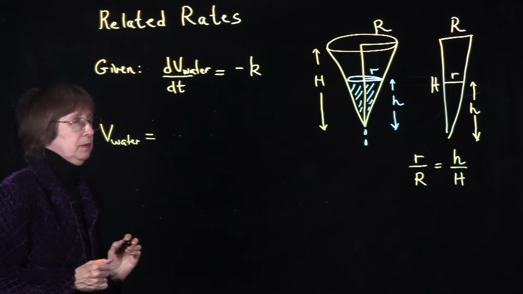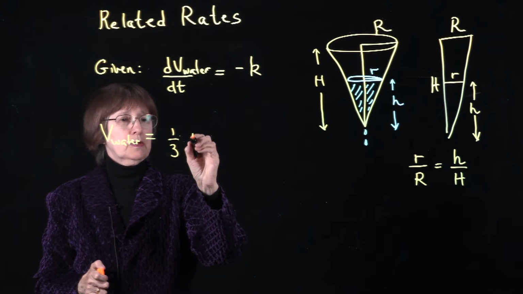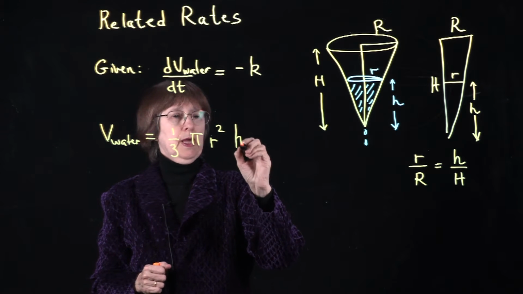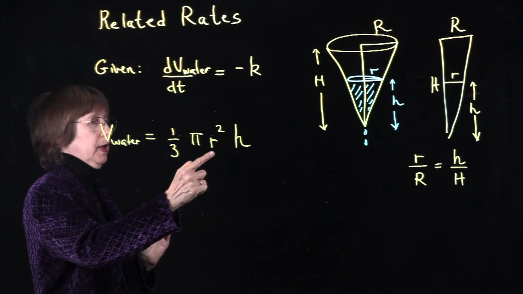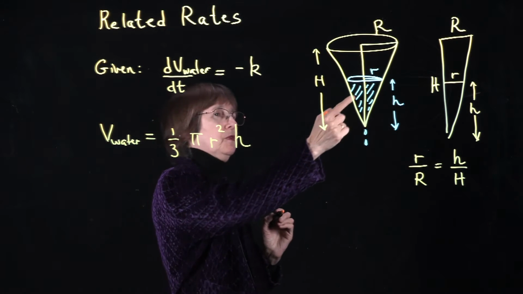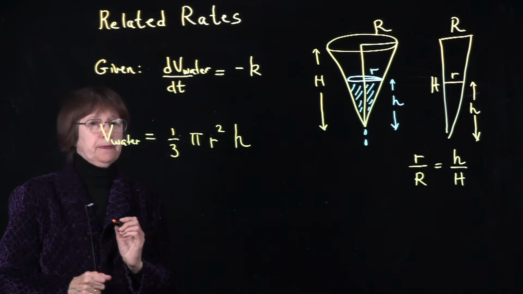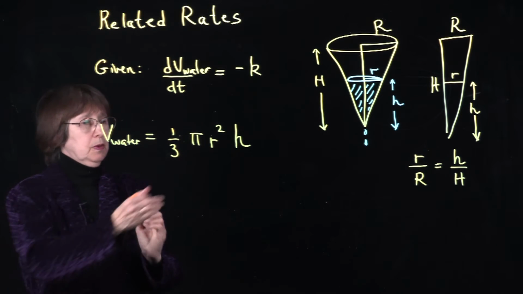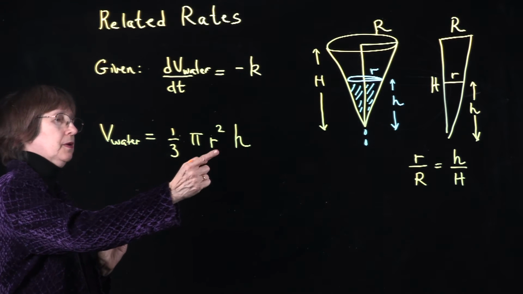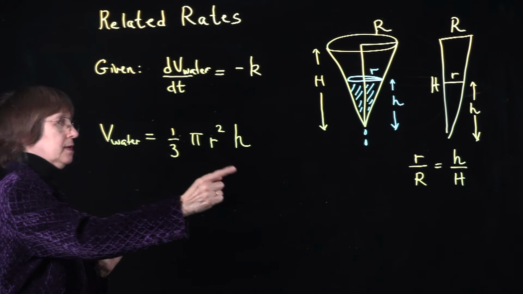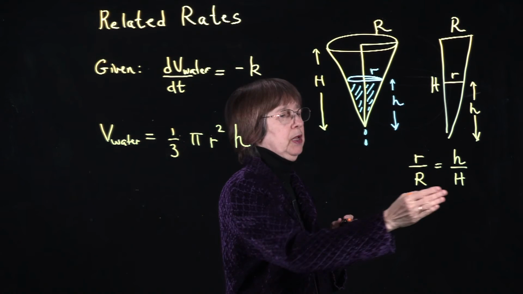The volume is given by 1/3 pi r squared h. That's the volume of a cone of height little h and radius little r, namely the volume of this blue region that's shown here. What we'd like to do is figure out dH by dt. However, we've got r mixed in here. Let's eliminate the radius using this similarity principle.